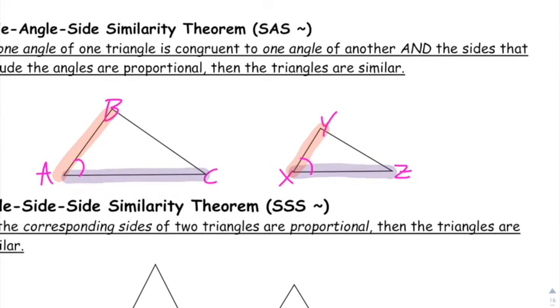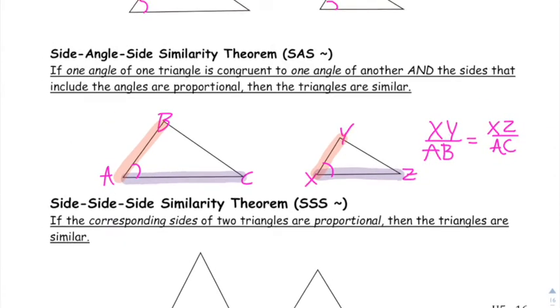Now, sometimes instead of marking that the sides are proportional, they'll actually write out the proportion. They'll say XY over AB is the same ratio as XZ over AC. And that's how you write out that two sides are proportional. They have the same ratio between them.